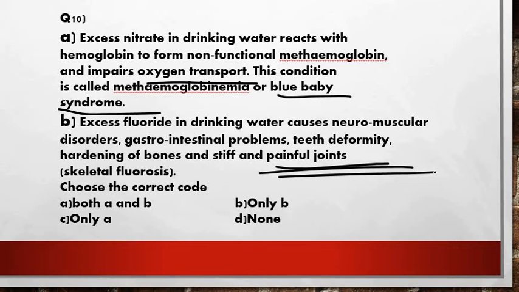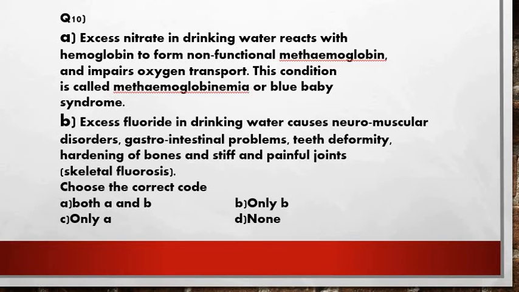Choose the correct code from the below: A is both A and B, B is only B, C is only A, and D is none of the above. So choose the correct answer, pause the video and try to attempt this. Our correct option will be A, that is both A and B. Any excess content in the water will lead to some other problems, so it should be balanced, neither too much nor too little, isn't it?